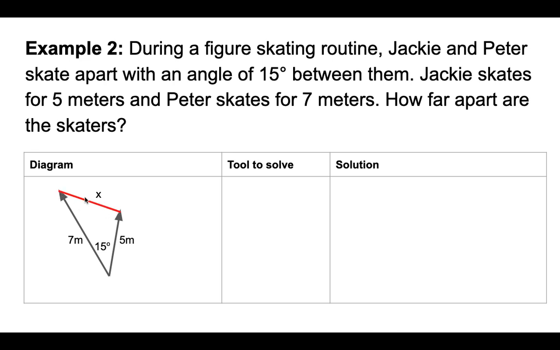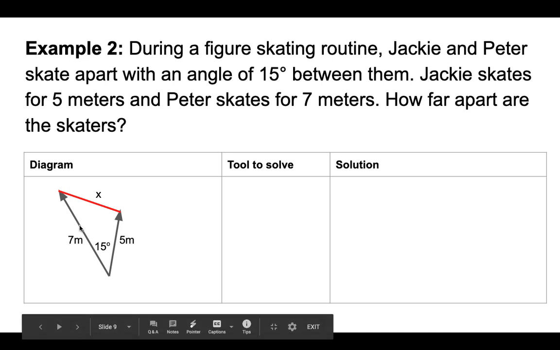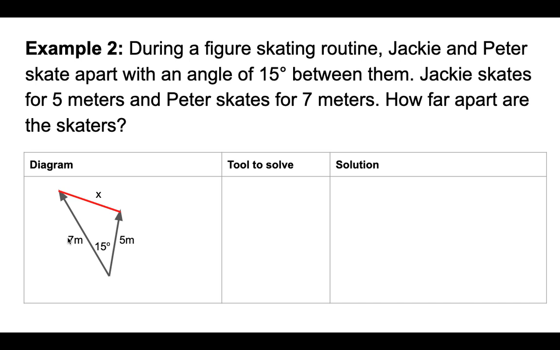So if we look at what we know, well, look, I have a side angle side. We have a sandwich, right? And don't forget, what goes well with a sandwich? Coleslaw. So because we have a side angle side, we can use the cosine law to find x.